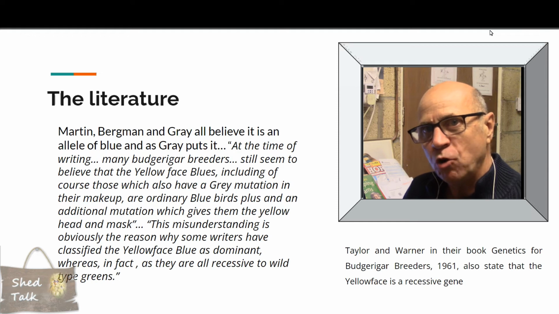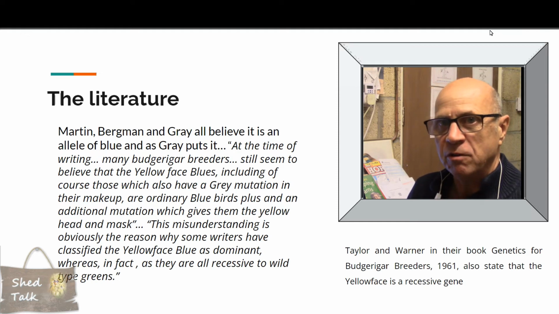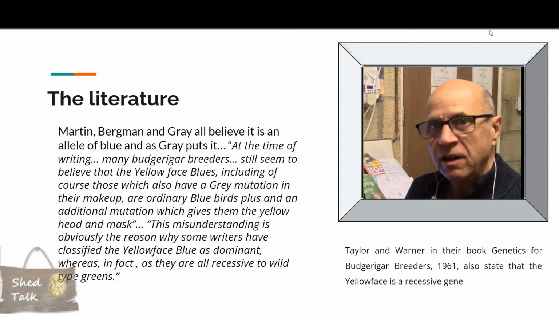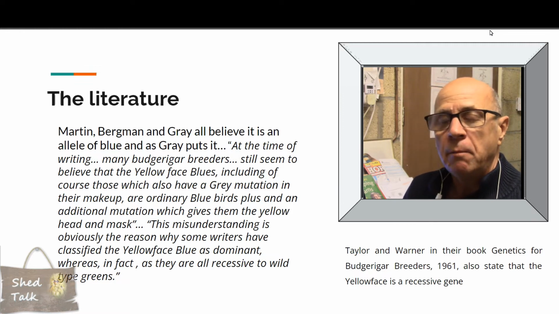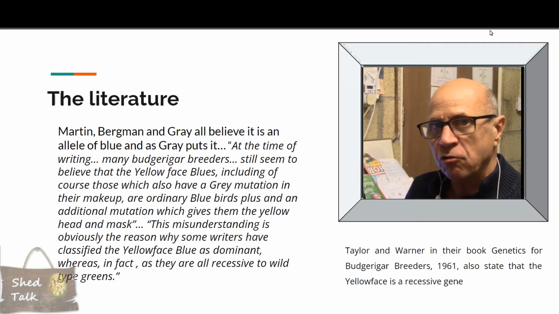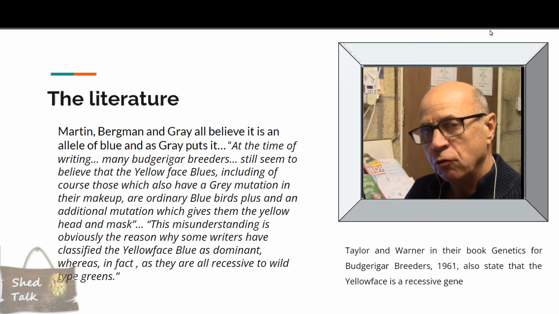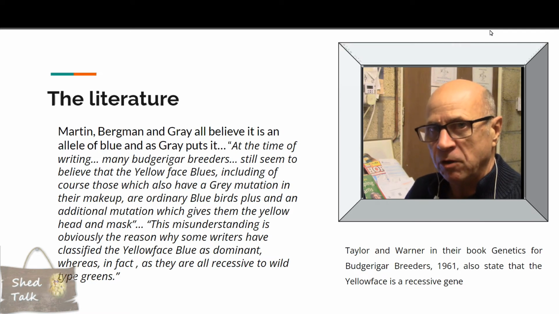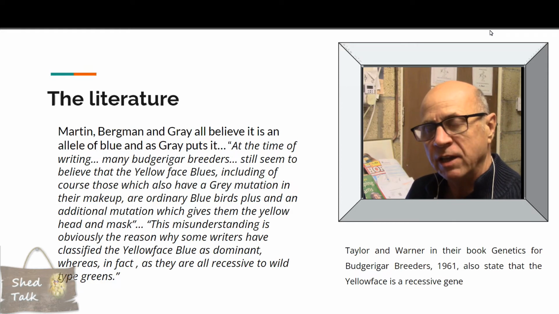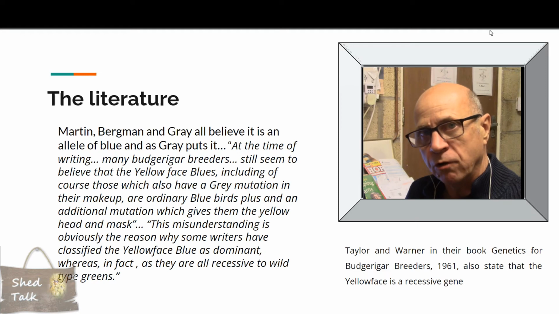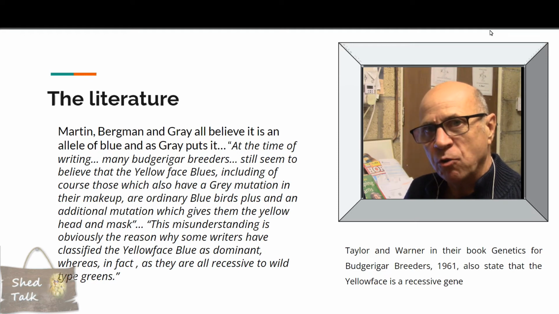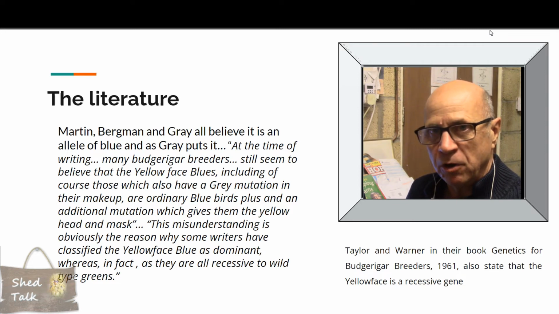So you can see that in one view this is the blue bird with a mutation put on top of it, and that additional mutation put on top of it can influence the wild type green. And the second view is that this is in fact just a green bird with part of the yellow pigment removed from it, leaving just the yellow pigment in the face, and in fact drifting down into the body colour in some cases when we look at the Yellowface Mutant 2 and the Goldenface. So that's some indication as to why that is. But why therefore do we believe that it's an allele of blue? Let's have a look at that.